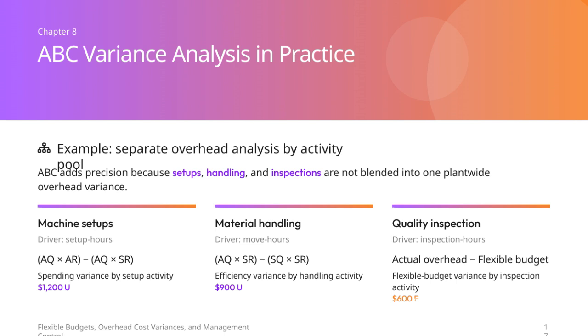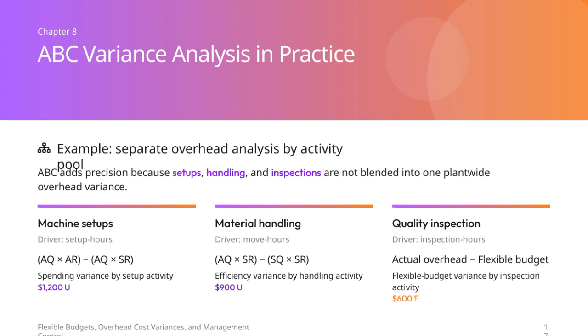Instead of lumping all overhead into a single plant-wide variance, ABC breaks it down into specific activities like machine setups, material handling, and quality inspections, making the variances more precise and actionable. For machine setups, the cost driver is setup hours, and the spending variance is calculated as the difference between the actual cost at actual hours and the cost at standard rates, resulting here in a $1,200 unfavorable variance. This tells us we spent more than expected on setups.